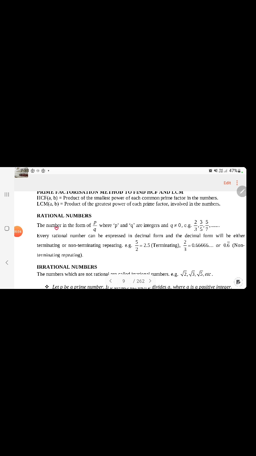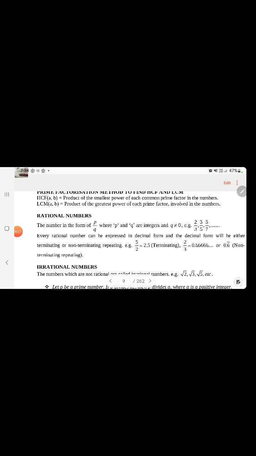Okay, now let's move on to rational numbers. What are rational numbers? A number in the form of p by q, where p and q are integers and q is not equal to 0, is called a rational number. For example, 2 by 3, 3 by 5. So p and q must be integers and q should not be equal to 0.